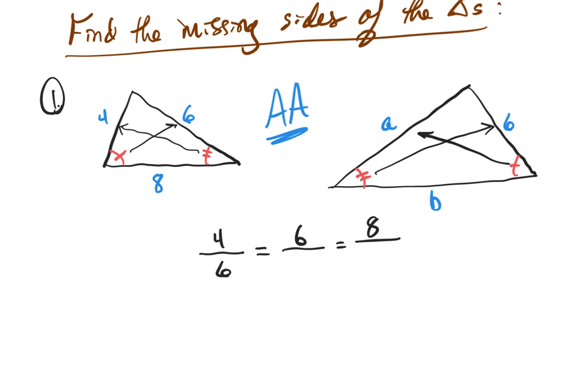Oops, sorry, that's a terrible A. Try that again. And then finally, across from the angle that doesn't have any tick marks, so our third angle is an 8. And across from the third angle with no tick marks in the right triangle is a B. Okay, so we have a 3-part proportion.